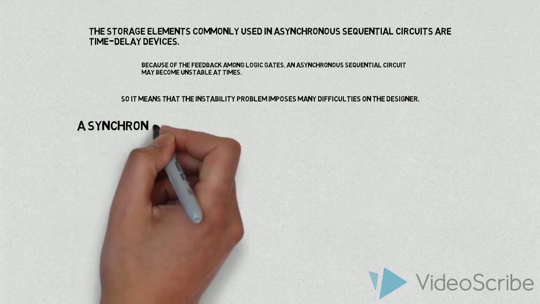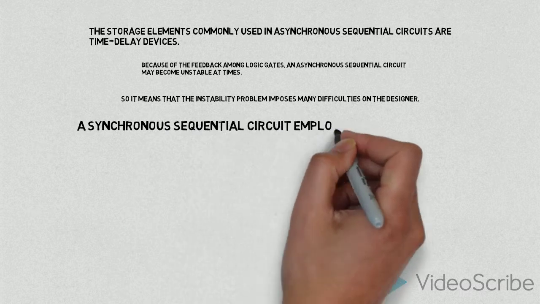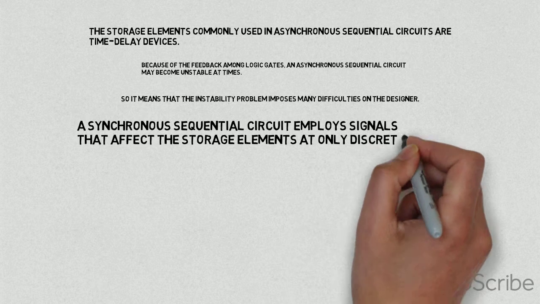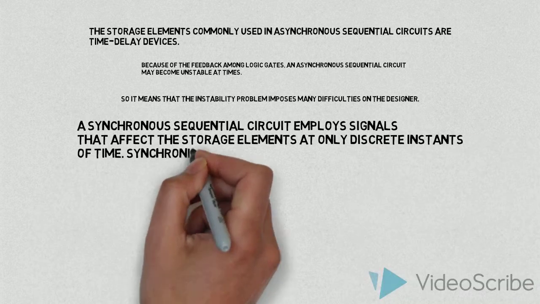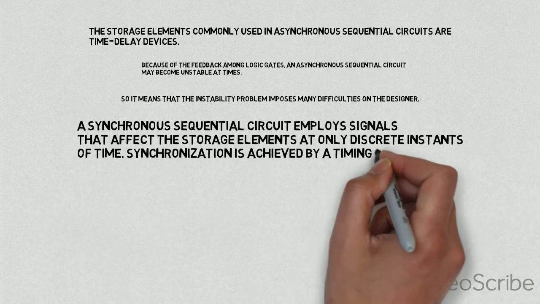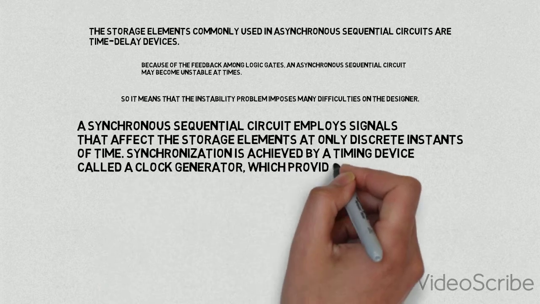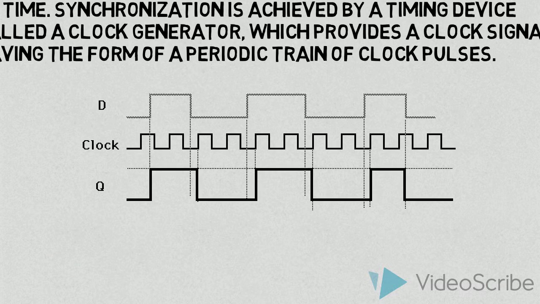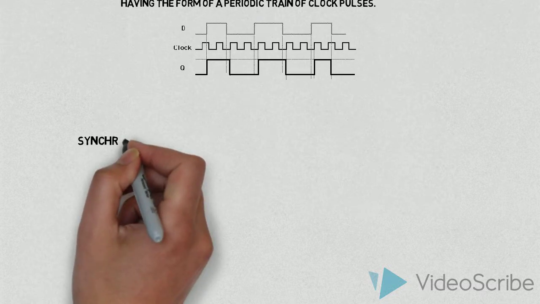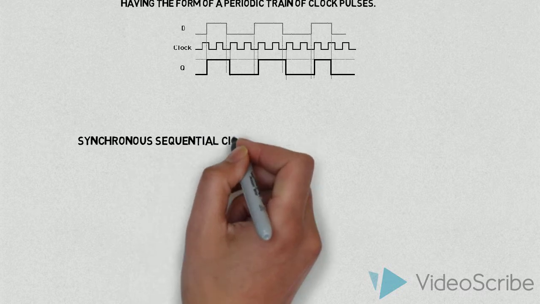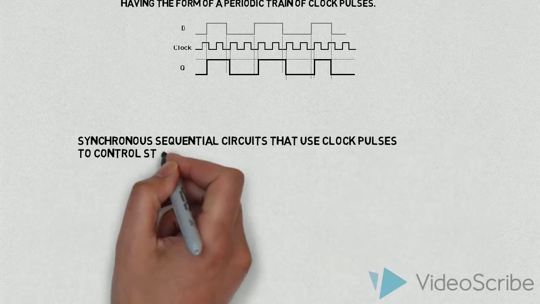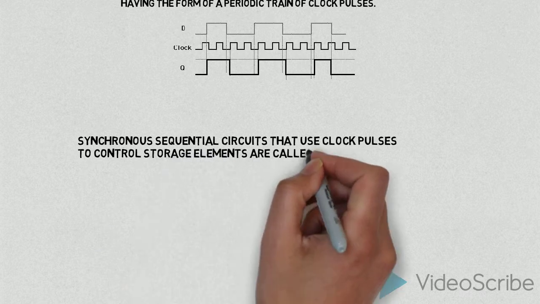On the other hand, a synchronous sequential circuit employs signals that affect the storage element at only discrete instants of time. Synchronization is achieved by a timing device called a clock generator, which provides a clock signal having the form of a periodic train of clock pulses. Here is an image of a clock signal. Synchronous sequential circuits that use clock pulses to control storage elements are called clocked sequential circuits and are the type most frequently encountered in practice.